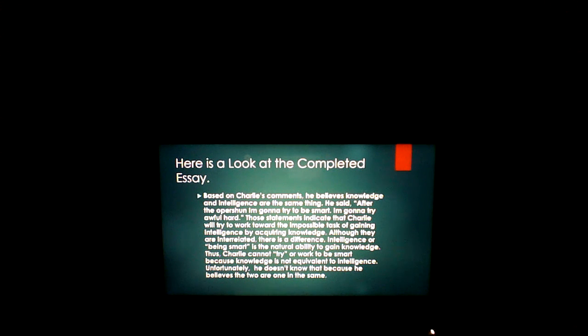I would say the only thing that would make that last sentence stronger is maybe he should say, unfortunately, he doesn't know that because Charlie believes, let's leave it that way. Unfortunately, he doesn't know that because he believes the two are one and the same. That last sentence means the same thing as our original opinion. It restates what we believe. And that's what your concluding sentence should be.